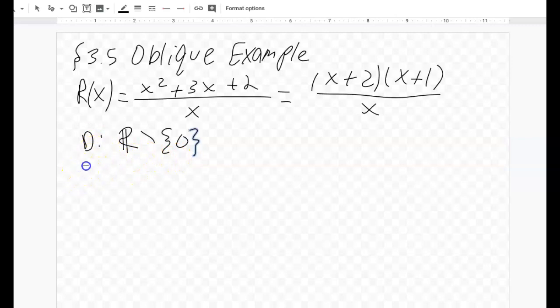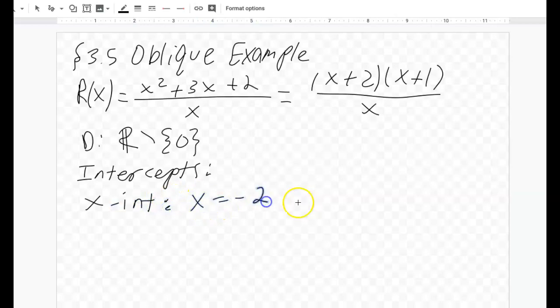Let's go ahead and find our intercepts. To find the x-intercept, you need to set r of x equal to 0, which really means we need to set x squared plus 3x plus 2 equal to 0. And we did that, and since we factored it, we know that the x-intercepts are going to be x equals -2 and -1. And there's not going to be any y-intercepts because we're supposed to find r of 0, and that was the number that we threw out.